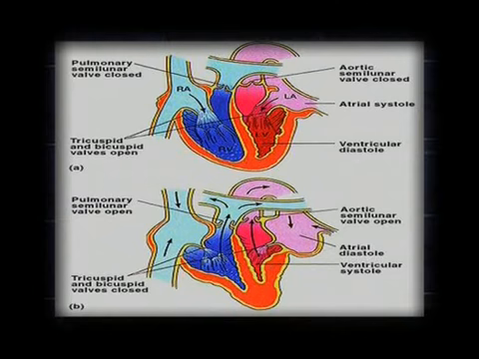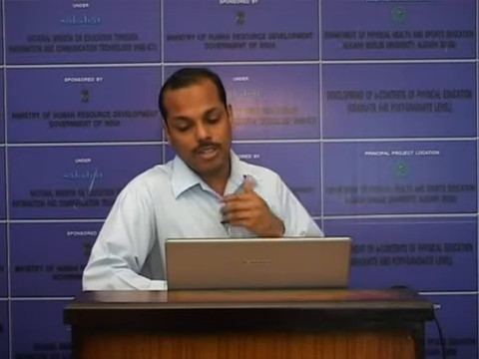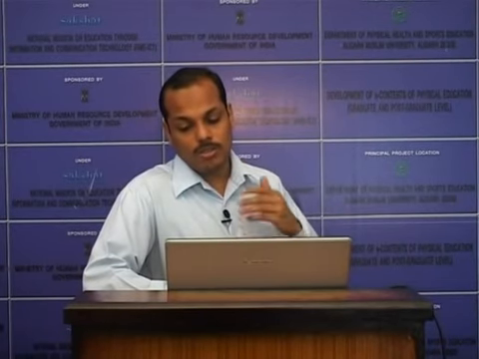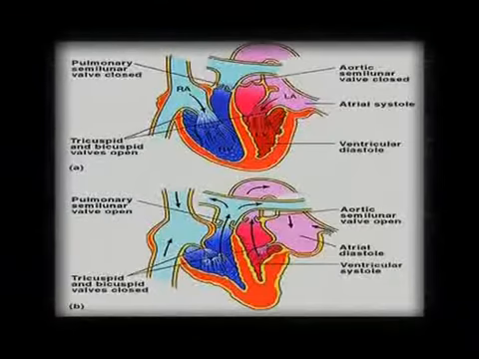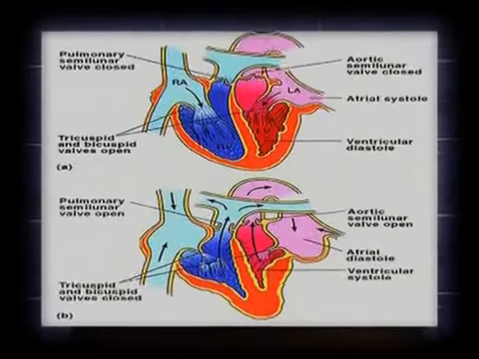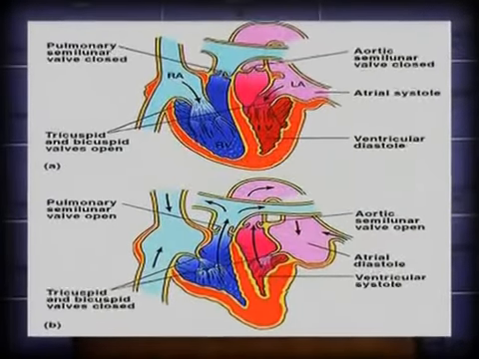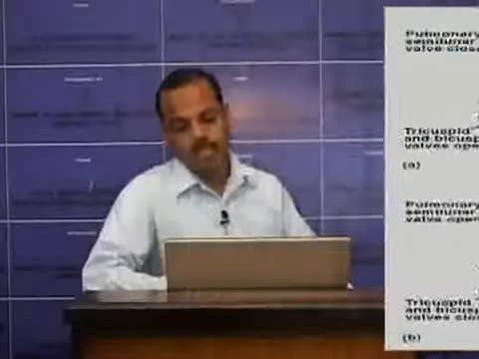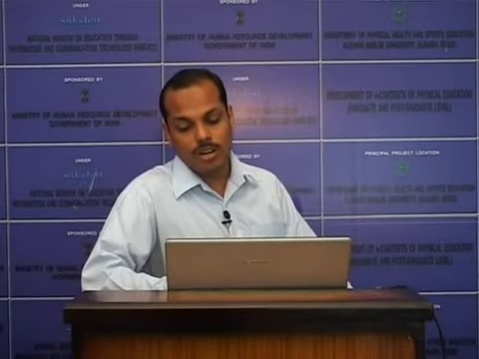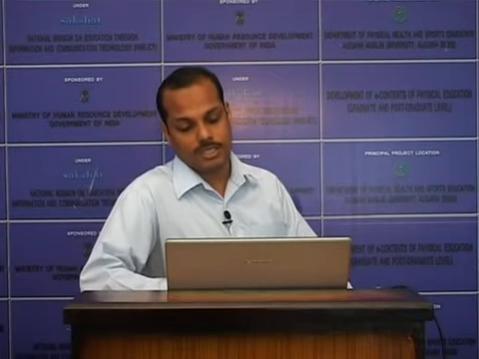Then, in the next stage, ventricular systole first phase starts. Ventricular contraction pushes the atrioventricular valve closed, but does not create enough pressure to open the semilunar valve. In the next stage, ventricular systole second phase, the ventricular pressure rises and exceeds the pressure of the arteries, the semilunar valve opens and blood is ejected.